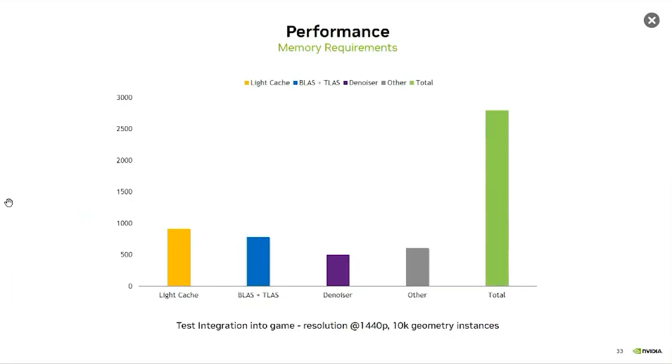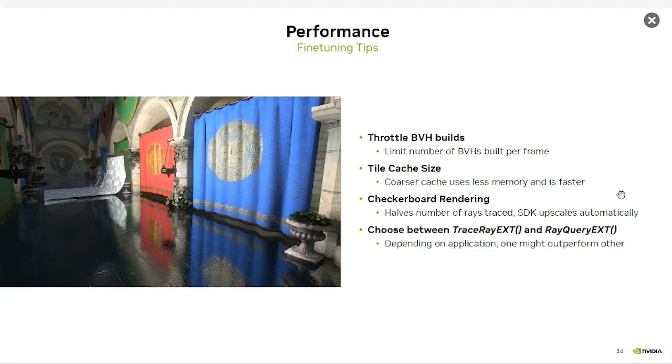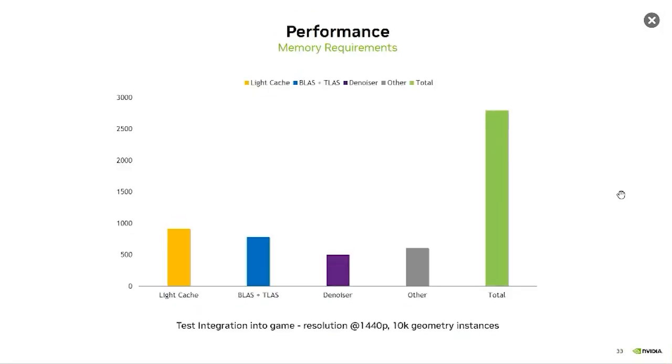Now the problem with ray tracing is that it consumes a lot of memory. So in the same application, it took almost 3 gigabytes of extra memory just to support Kickstart, and there's a breakdown. Like LightingCache is almost 1 gigabyte, which I think is a lot, but you can fine-tune that based on the fidelity you want. Then BLS and TLS, that's of course dependent on how much geometry you want. And Denoiser and other are just Denoiser and other.